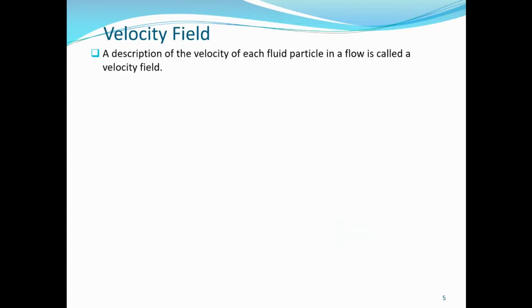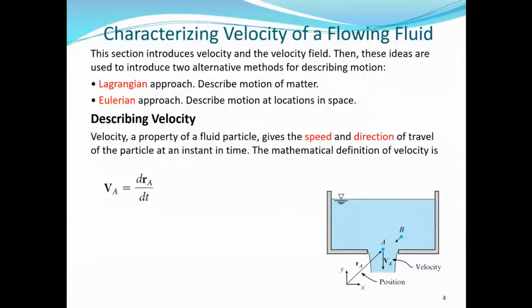Now, velocity field. The description of the velocity of each fluid particle in a flow is called a velocity field. Just like in this figure, when we have an equation describing the velocity of each fluid particle in the flow, then we call that the velocity field.